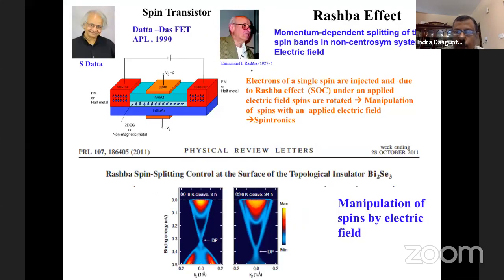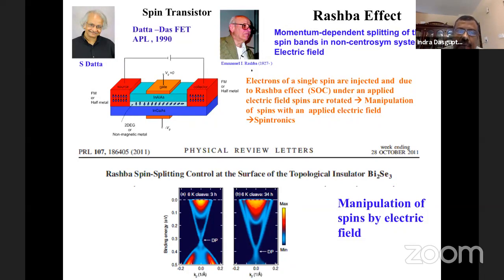Well, let's move forward. So what is the Rashba effect? Well, the Rashba effect is momentum dependent splitting of bands in non-centrosymmetric systems. If you have a system which does not have inversion symmetry, then the bands split, and how and why they split is something which I'm going to discuss. And this non-centrosymmetry can also be obtained if you apply an electric field.